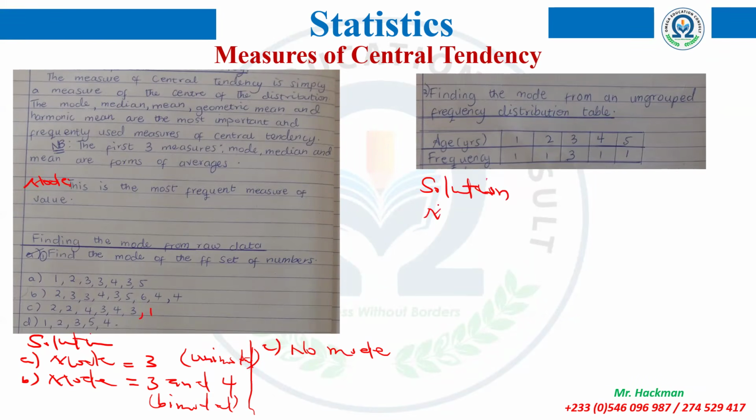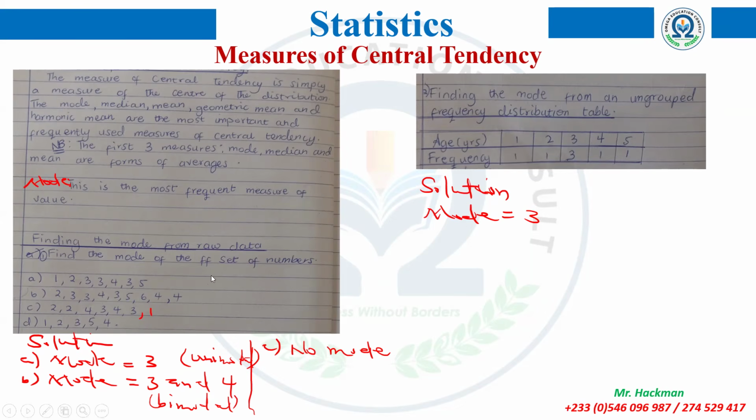Our mode will be equal to, here, which age? 3. So you just write 3. Is that okay? I want to know whether you are paying attention to detail. Remember, I told you, ordinarily your measures are supposed to have units.